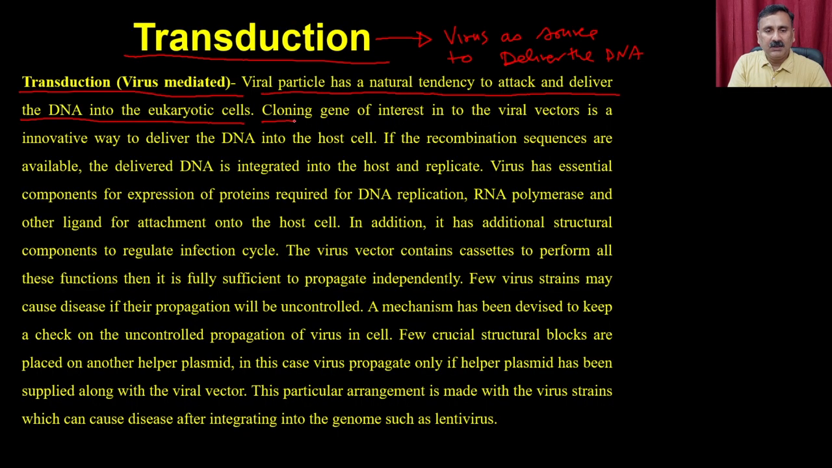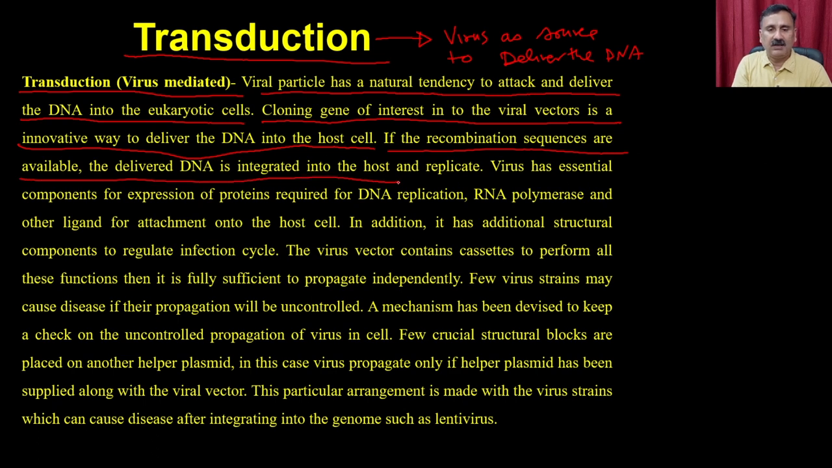So cloning the gene of interest into a viral vector is an innovative way to deliver the DNA into the host cell. If the recombination sequences are available, the delivered DNA is integrated into the host and replicated. The virus has the essential components for expression of proteins required for DNA replication, RNA polymerase, and the other ligands for the attachment onto the cell.